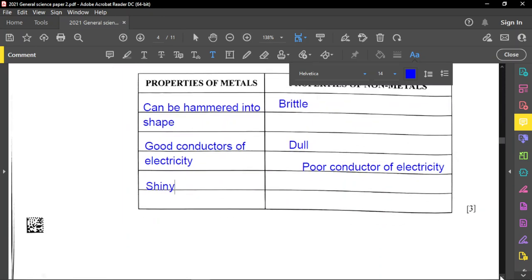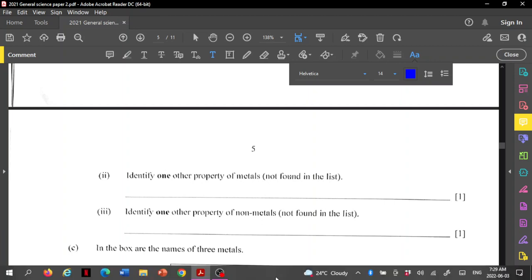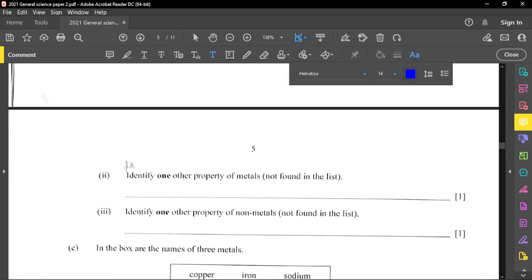So let's go to the next part of the question. Identify one other property of metals not found in the list. I just mentioned one just now, to say that they're good conductors of heat. So that's the next one right there. But there are others too. Let me just give you a number of them. So metals are good conductors of heat. I'm going to put some others on the line.